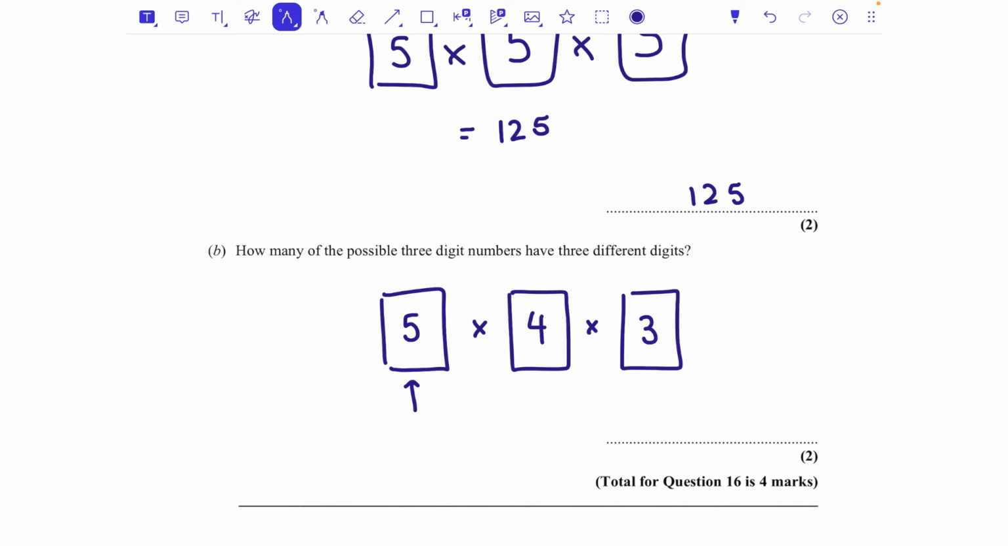So if you want them all to have different digits, you've got 4 to choose from after you've selected the first one, and then 3 to choose from after you've selected that one. 5 times 4 is 20, times that by 3 is 60. So that's your answer for part B.